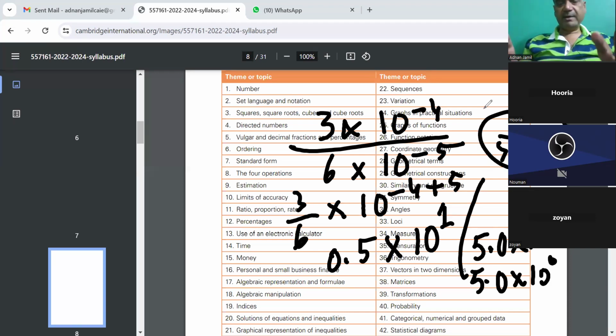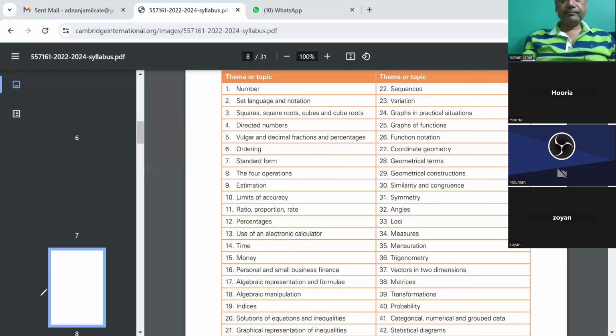So basically, the main aim is to tell you that in case of multiplication and division, we apply the rules of indices, but in case of addition and subtraction, we just make sure that we make the powers same and take the powers common.